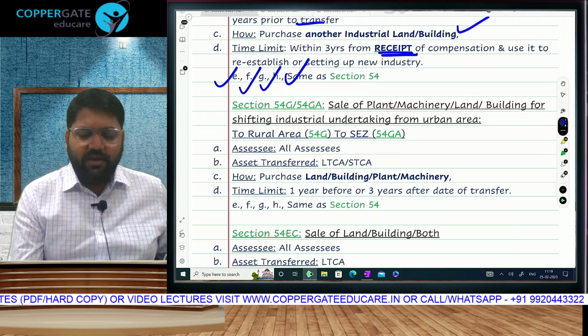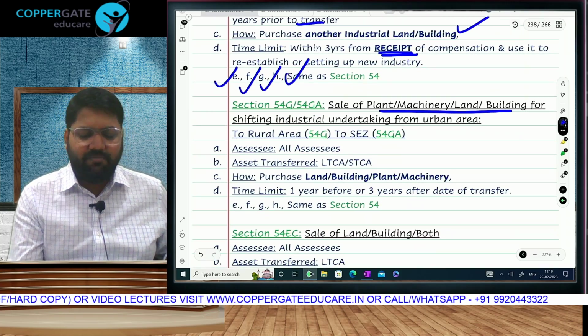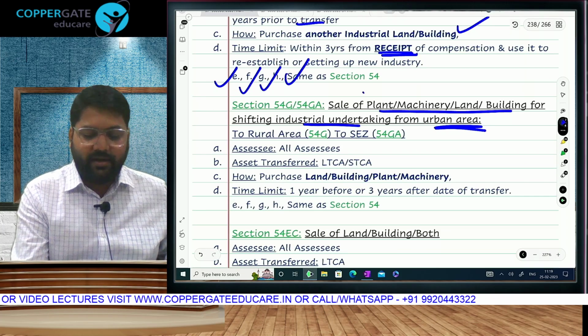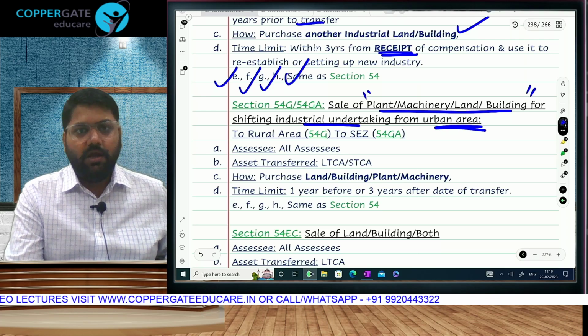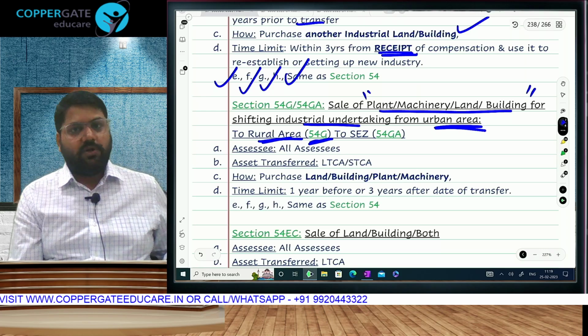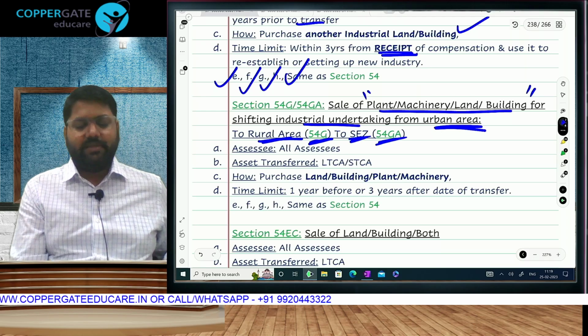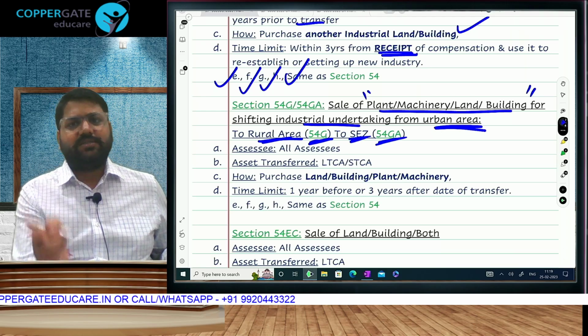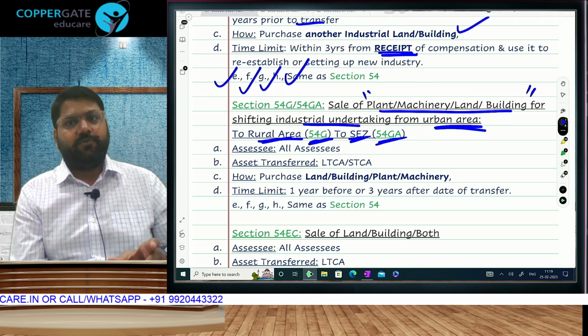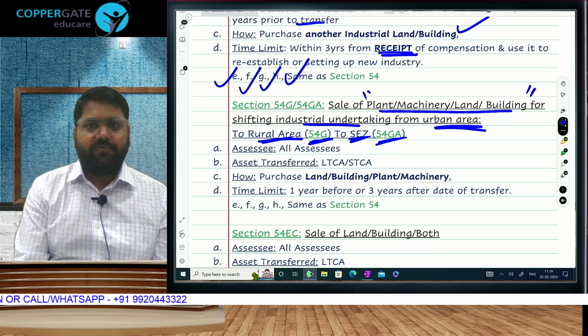Section 54G and 54GA apply whenever you are selling plant, machinery, land, building for shifting an industrial undertaking from an urban area. So in an urban area, you are selling these assets in your industry, and moving where? If you move to a rural area, then this is your exemption, and if you move to SEZ, then this is your exemption. Except this difference, everything else is the same. So the place of moving, if rural, then 54G, and if SEZ, then 54GA.